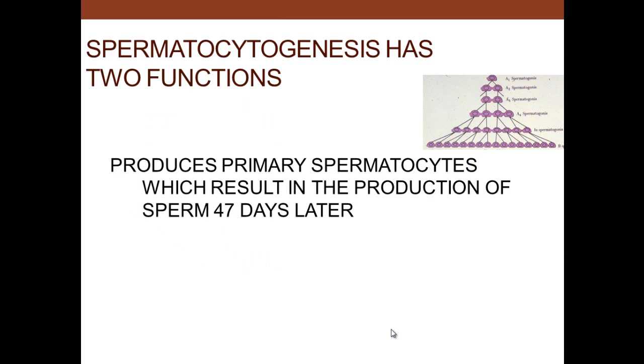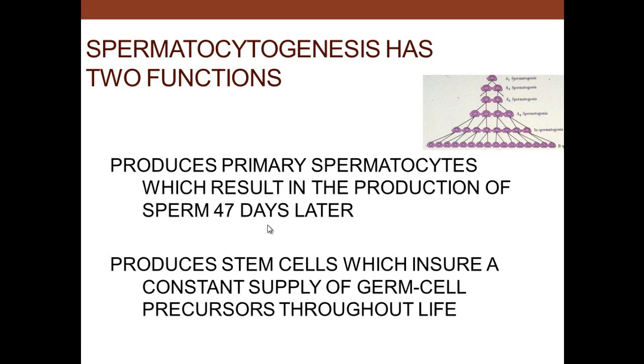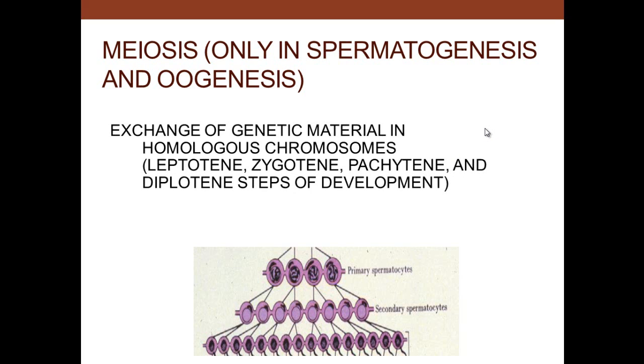So the first division phase is spermatocytogenesis, and it has two functions. It produces primary spermatocytes, which result in production of sperm so many days later. So it produces the next cell layer. It also produces stem cells that carry on the lineage throughout the life of the male. You can have paternity over 90 years old, but not so for maternity. You can have paternity because the stem cells continue to produce germ cells throughout the adult life if the man is normal.